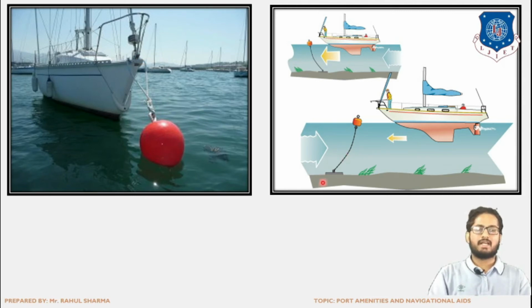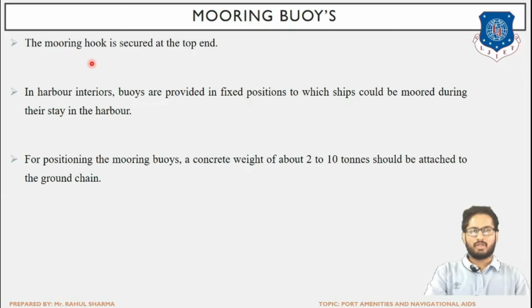Ground chain is the chain connecting the CC block which is at the seabed with the buoy itself. This is one connection, that is the ground chain, and second is the anchor chain which is connecting buoy with the ship. So this is the anchor chain. The mooring hook is secured at the top end, that is for the anchor chain which is connected with buoy and the ship. In harbour interior, buoys are provided in fixed position to which the ship would be moved during the stay in the harbour.